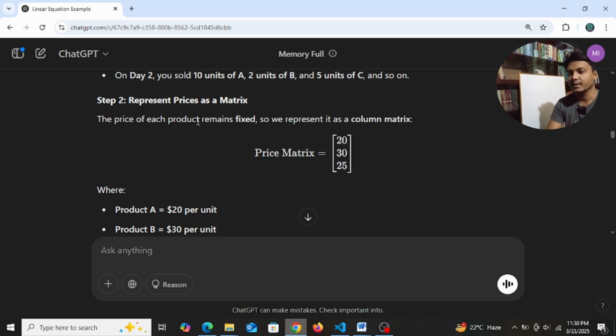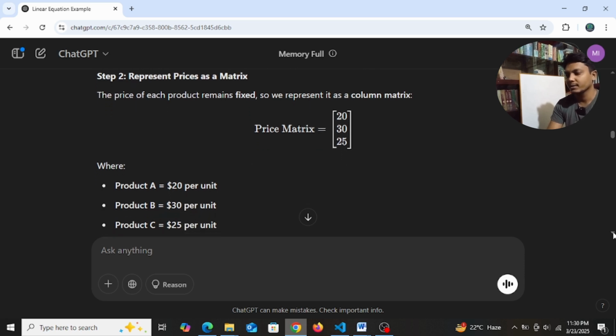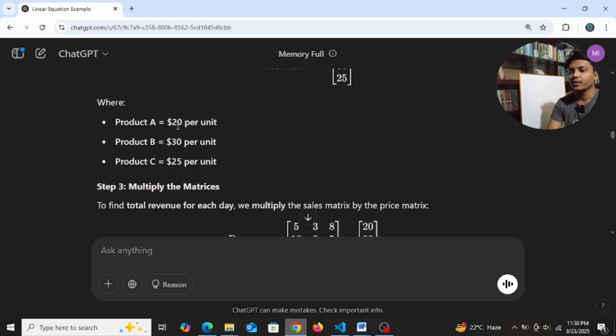Okay, so the price of each product remains fixed. So you represent it as a column matrix: 20, 30, 25. These are the same examples we were using here: Product A is 20 per unit, 30 per unit for B, and 25 for C.